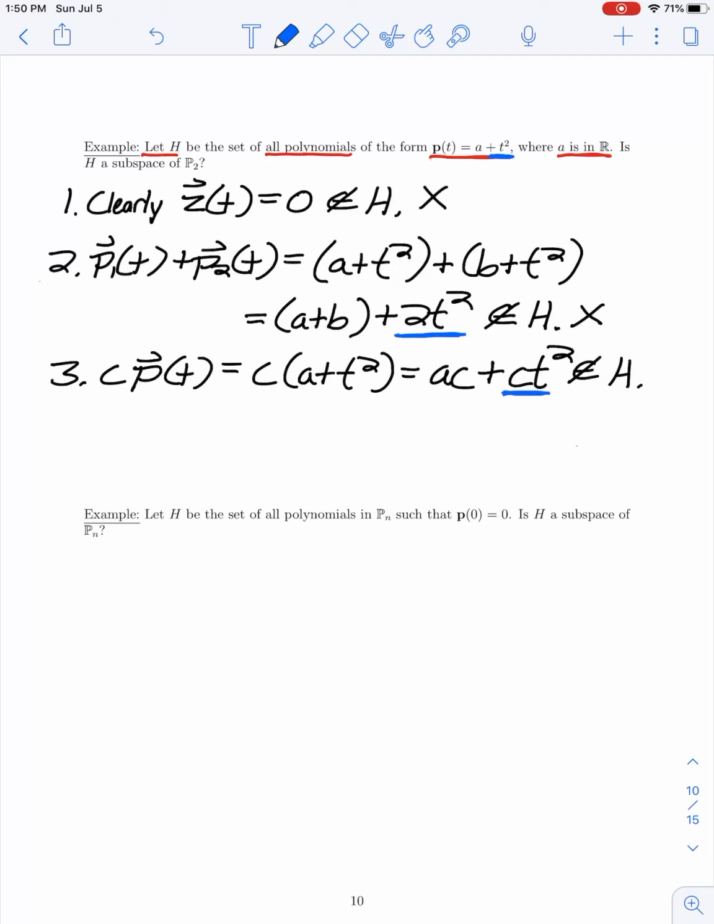So here, if we take any scalar c other than 1, we can see that this scalar multiple would not be contained in that set H. So since it fails any one of these three conditions, we can say that here H is not a subspace of P2.